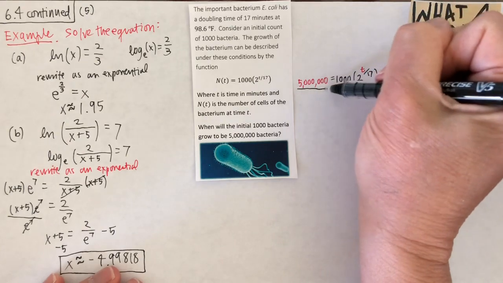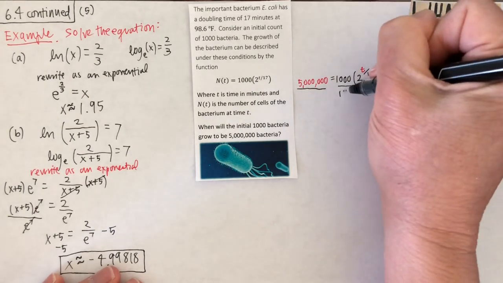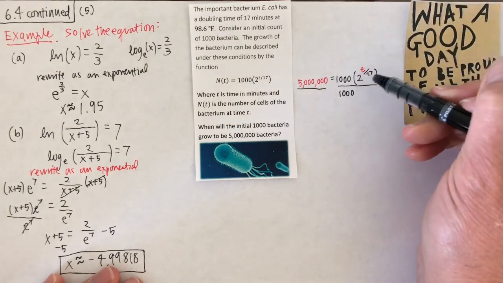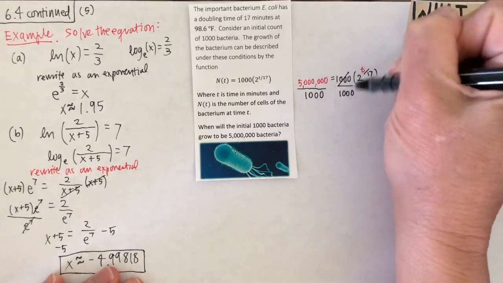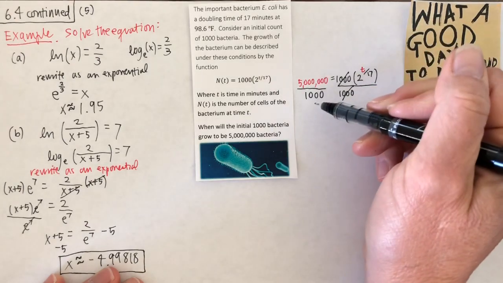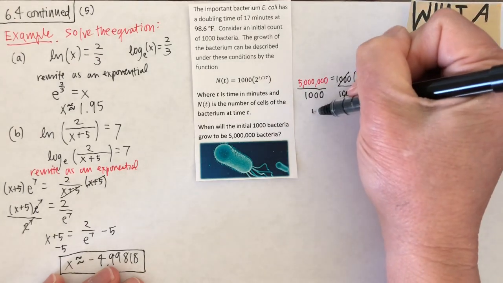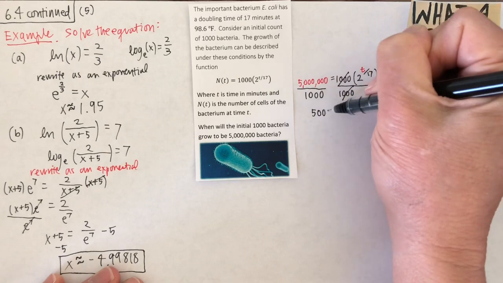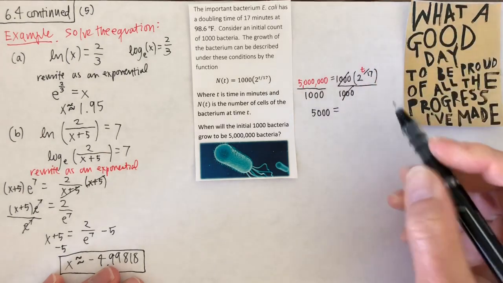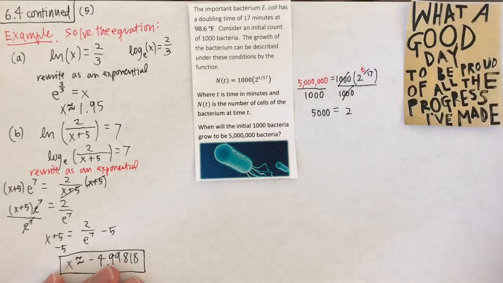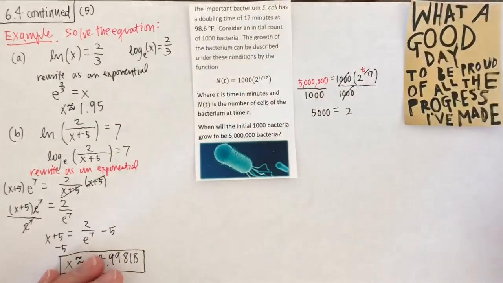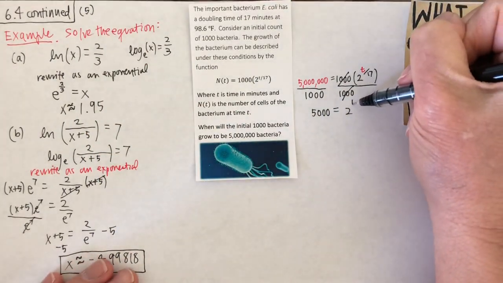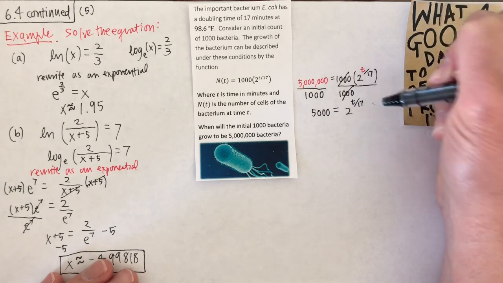And we'll start by dividing both sides by 1,000, just to try and get as much as we can away from the variable. Okay, 5 million divided by 1,000 is 5,000. And I got to double check that. There's so many zeros. 5, 1, 2, 3, 1, 2, 3, divided by 1, 1, 2, 3. Yep, 5,000. Okay, and we still have 2 to the t over 17th power.